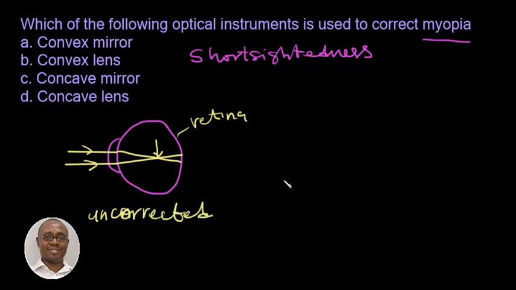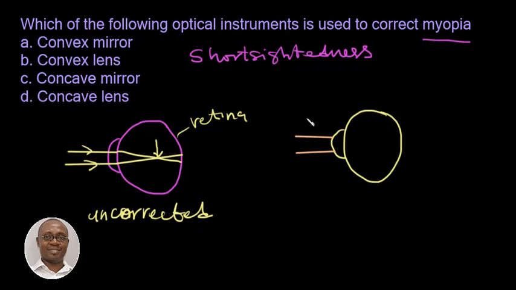But in the case whereby this is the uncorrected version, let us draw the corrected version when a lens is used. Let us quickly do that. All right, so this is it, though it is not perfect, so never mind that. Let us draw the rays. So the rays are coming.